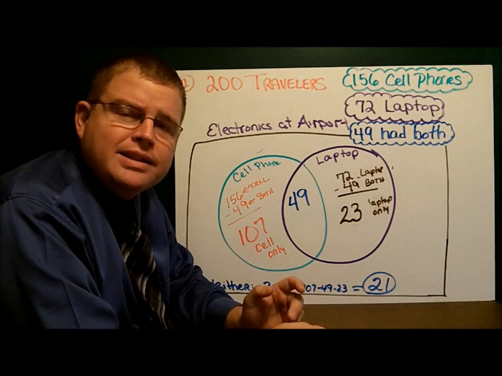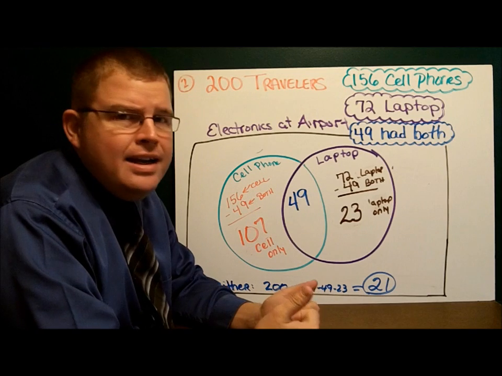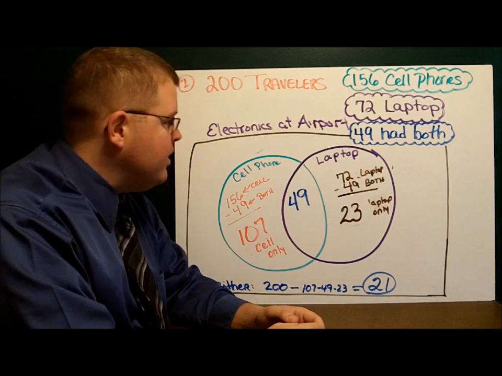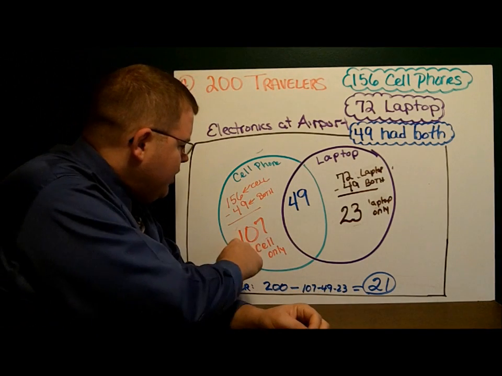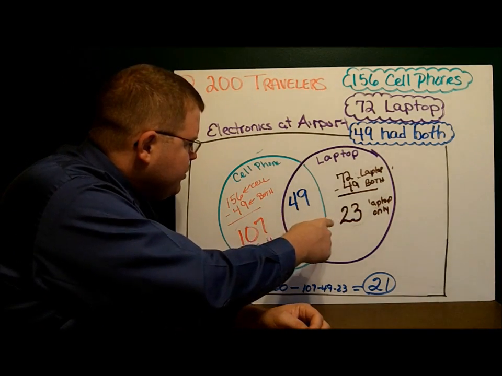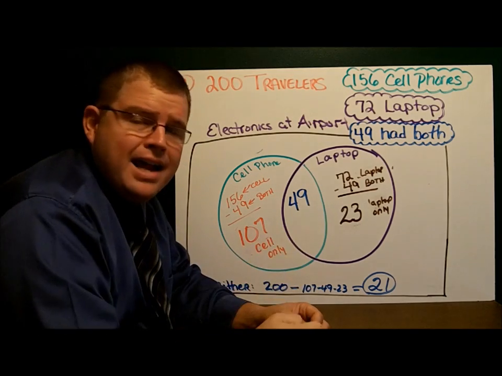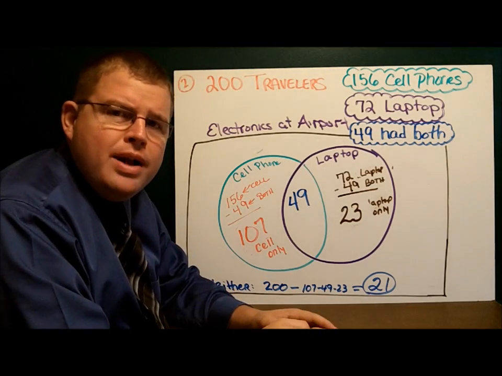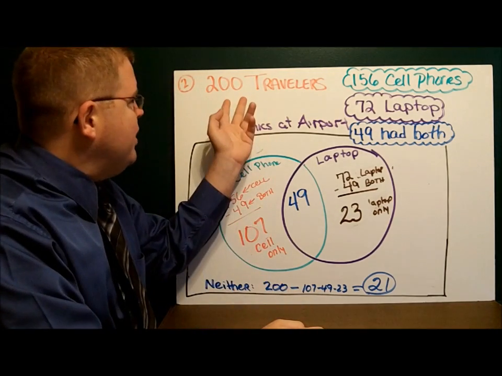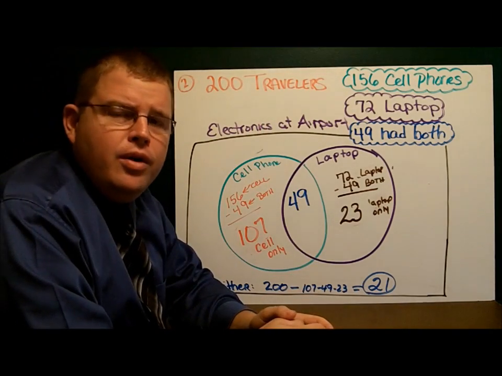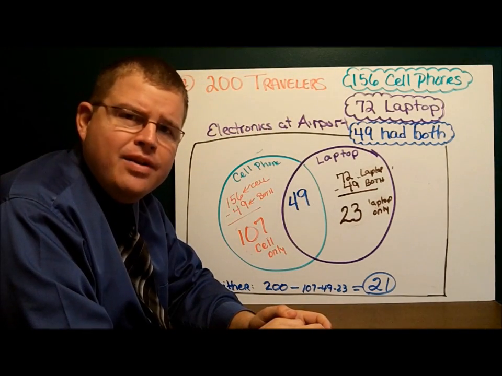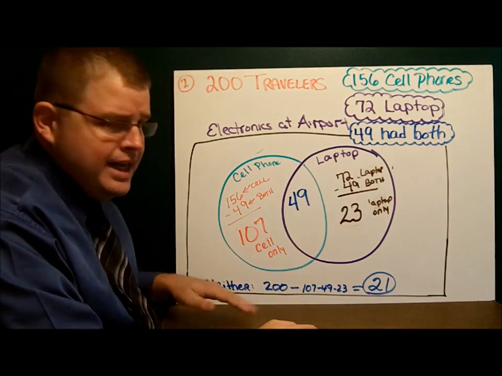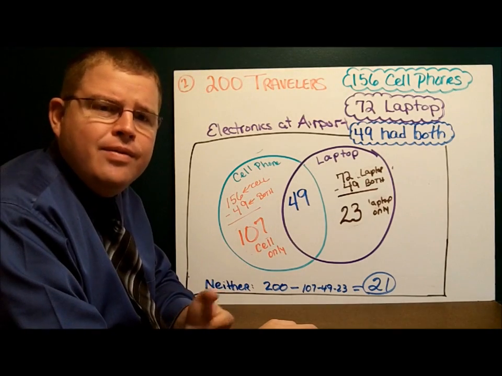Now, is it possible that some people went through the airport and didn't have a cell phone and didn't have a laptop computer? Certainly. Let's figure this out. 107 plus 49 plus 23, that doesn't add up to 200. It's 21 short. That means there's 21 people, because remember we asked 200, 21 people who did not have a cell phone, did not have a computer. So they go out here, outside of the circles, just as neither. They didn't have a phone, they didn't have the computer.